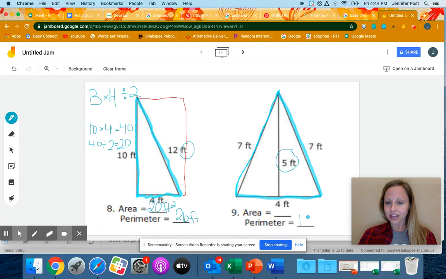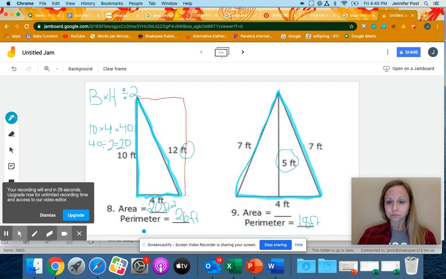I did not use that 5, friends, because that 5 is not telling me a measurement of the outside or the perimeter of the triangle. So 18 feet. Okay, now the difference in this is actually my height. In this triangle, the height was already listed and labeled because of the type of triangle it is. In this one, this is my height. So my base, 4, times my height, 5, is 20. Then I still need to divide it in half. 20 divided by 2 is 10. So the area is 10 feet squared.